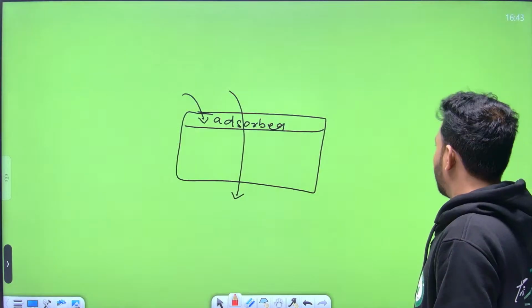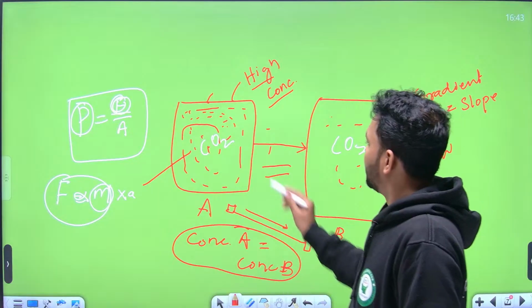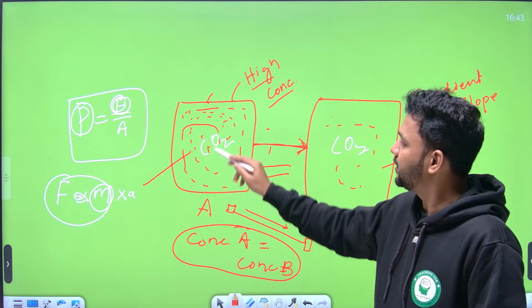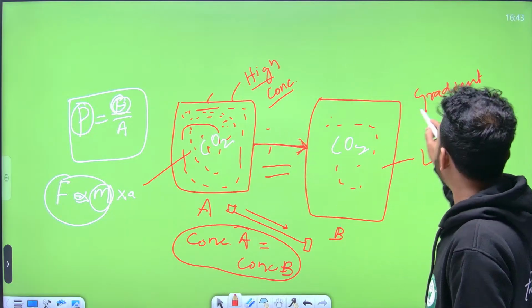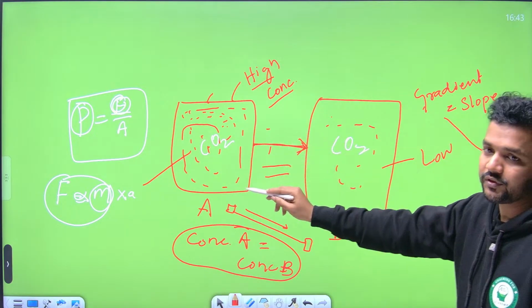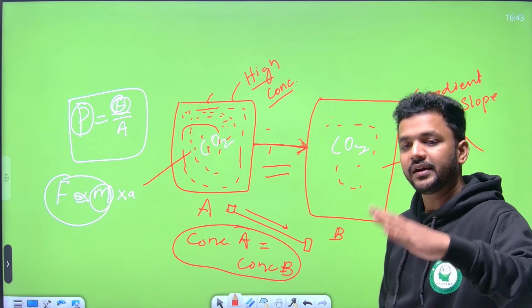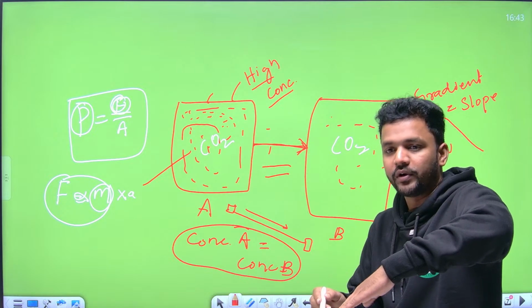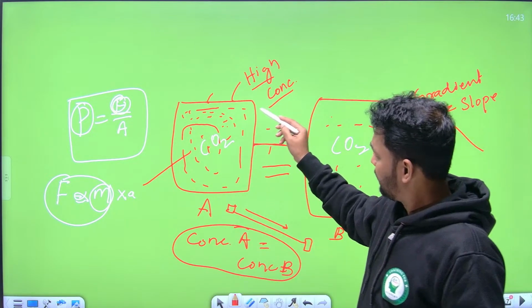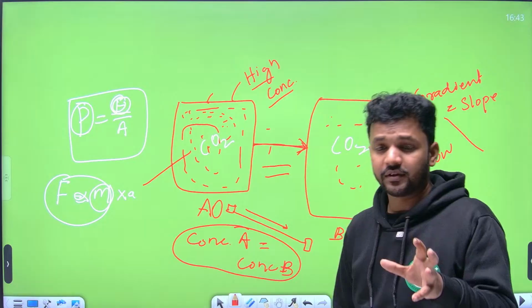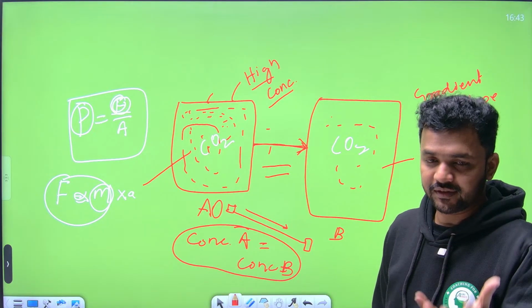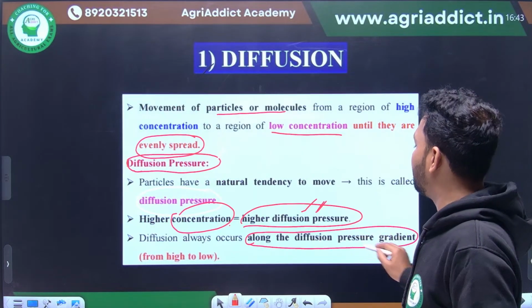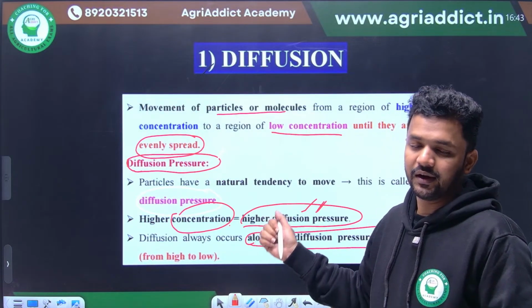Okay, this is the direction, right? So the diffusion always occurs along the gradient, meaning along the slope. From higher concentration to lower concentration, this is the gradient. Gradient is like a path from a higher point to a lower point. And here we are talking about pressure, the diffusion pressure, or the pressure exerted by gases. So here we take it as the diffusion pressure gradient. We call it the diffusion pressure gradient because it is denoting the pressure.